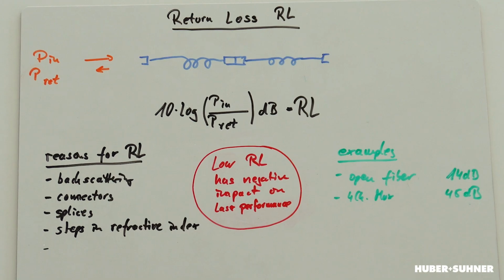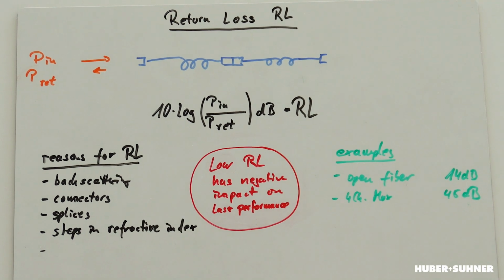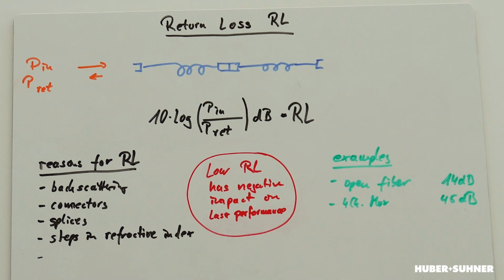we want to have a high number in this return loss, as it can harm or destabilize your system, your lasers, and especially in coherent systems that can be a problem. The calculation of the return loss is quite easy. It's similar to the insertion loss, 10 times the logarithm of P in divided by P returned in dB.